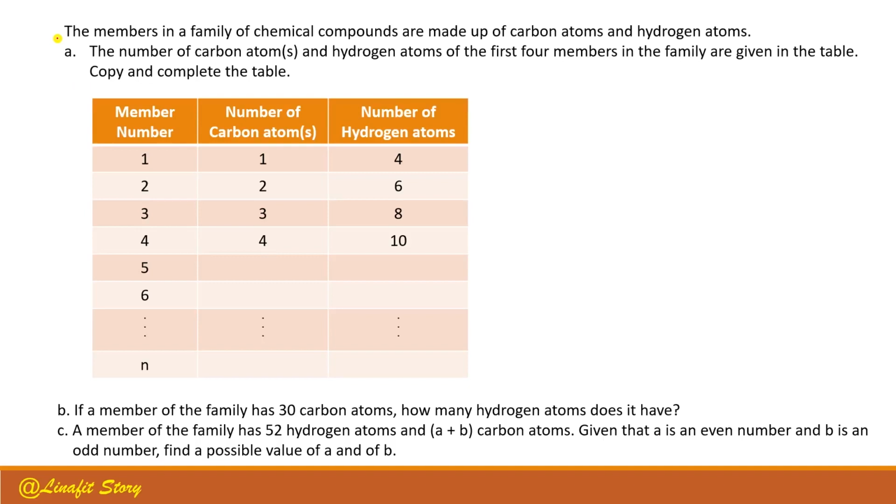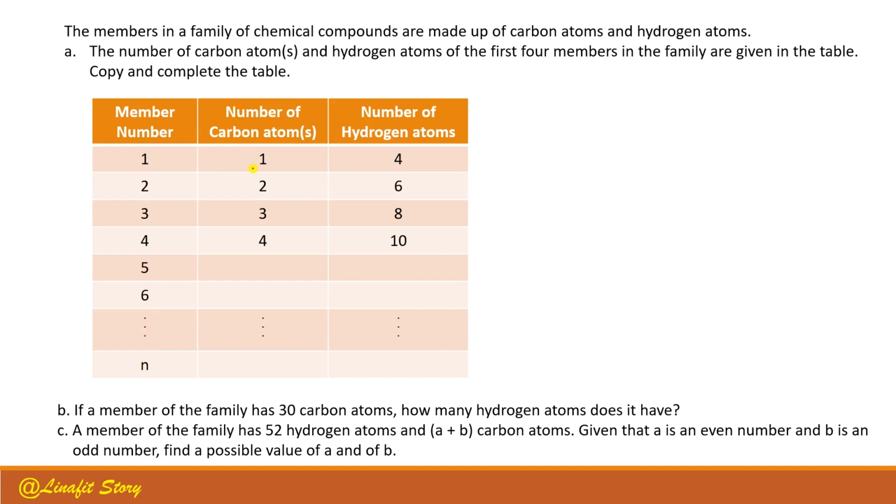The members in the family of chemical compounds are made up of carbon atoms and hydrogen atoms. Question A. The number of carbon atoms and hydrogen atoms of the first 4 members in the family are given in the table. Copy and complete the table. Here's the member number. 1, 2, 3, 4, 5, 6. Here's the triple dots, means goes forever. So the general term of the sequence is equal to n.